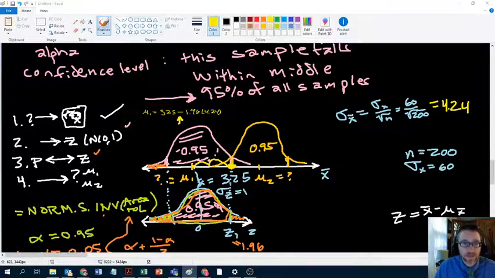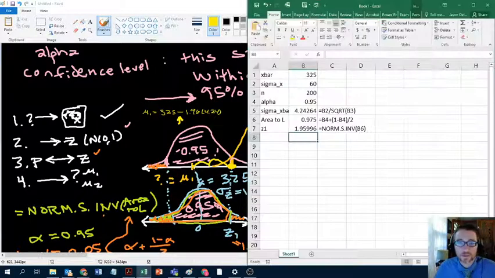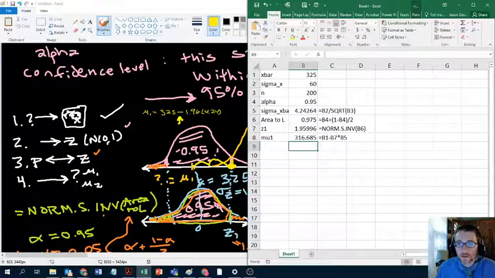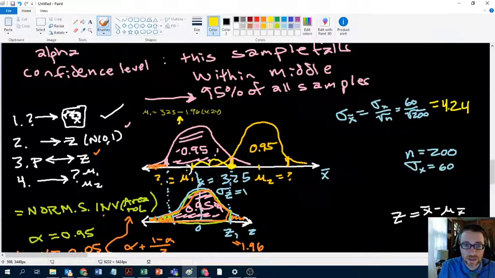All right, let's plug these in to find mu1 back in our spreadsheet. mu1 is going to be 325 plus or minus z1 times sigma x bar. And there it is. 316.685, 316.7. And that puts us right here. So that's the lowest plausible value.